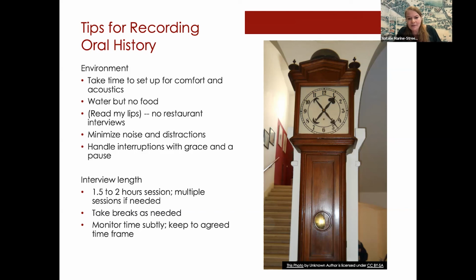And if there's an interruption that happens, let's say the doorbell rings or the vacuum cleaner is going off in the next room, don't be too stressed about it. If there's a lot of background noise, it is good to pause for a minute and let the background noise work itself out and then restart again.